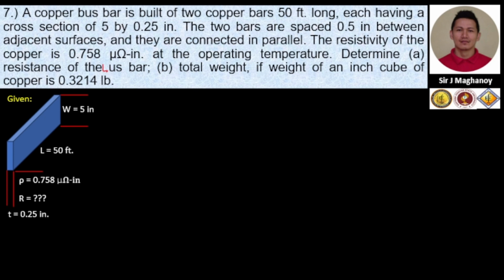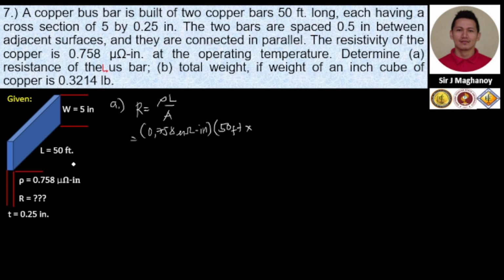Okay, so for A, let's recall the formula right away. So for A, we are tasked to determine the resistance. So your resistance is equal to resistivity times length all over the cross-sectional area. So we substitute the value right away. That is 0.758 micro-ohm-in with a length of 50 feet.